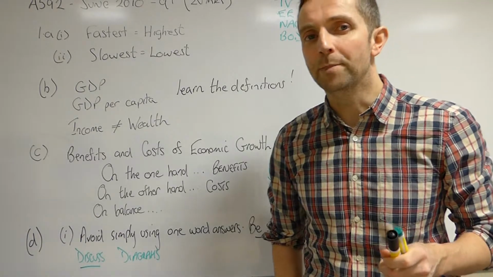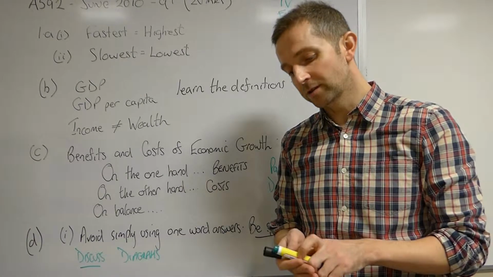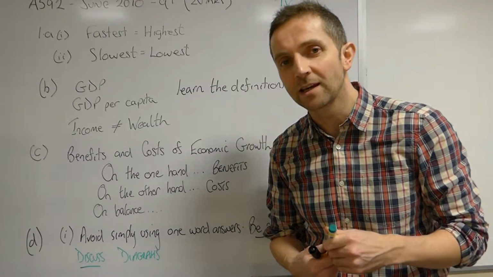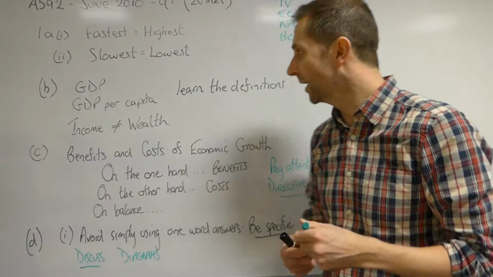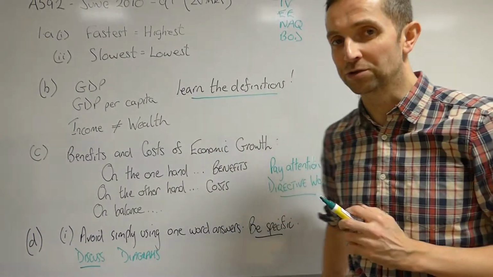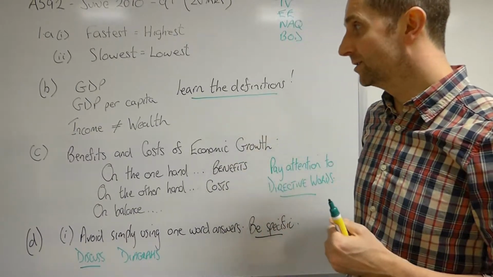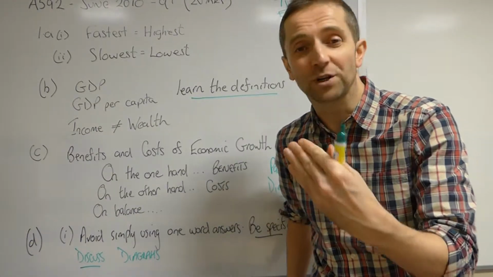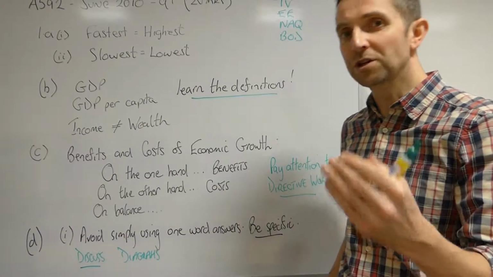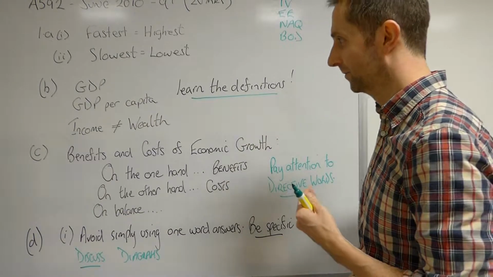Question 1B. All you lazy bones out there who cannot be bothered to learn the definition of GDP, you need to commit it to memory. So all I'm saying here, ladies and gentlemen, is learn the definitions. So learn the definition of GDP, and then obviously when you know that, GDP per capita, simply GDP divided by the total population, that's an easy thing to come up with.